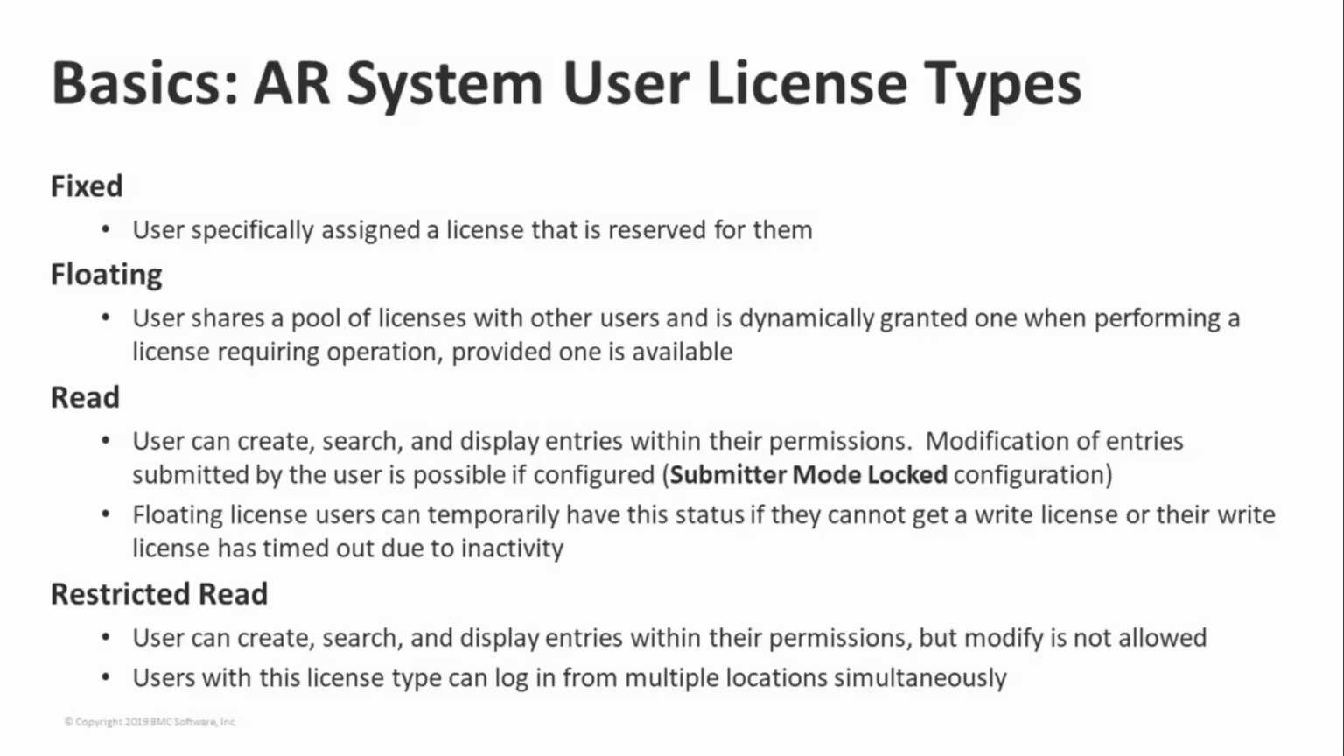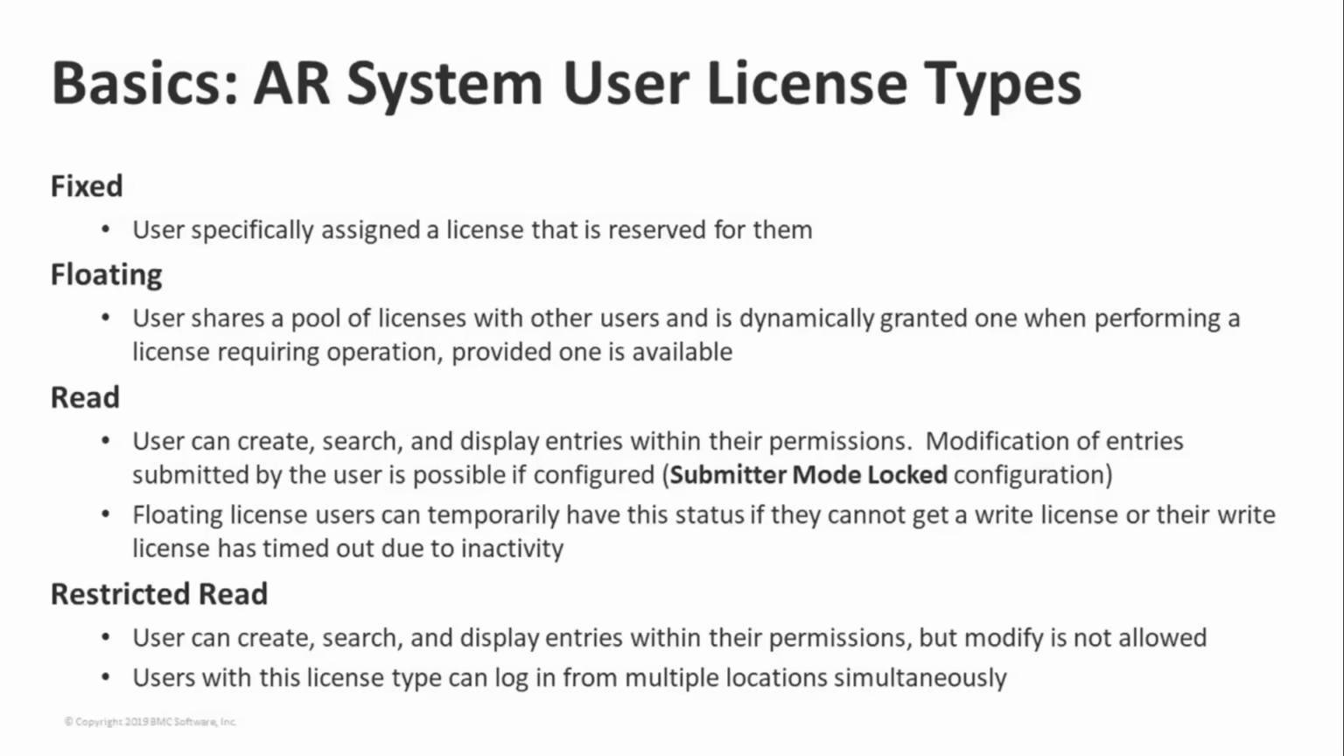A floating license is a shared pool license, so you're sharing it with other users, and it's dynamically granted when a user performs a license requiring operation. And that's always provided when it's available because it is a shared pool. So if other users have used up all the floating licenses, you might not get one on a temporary basis.